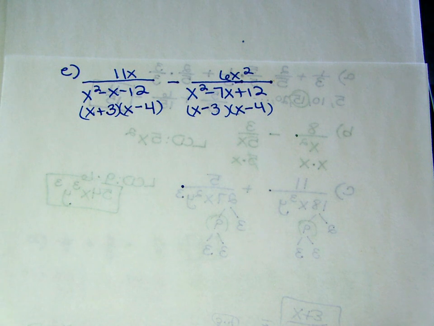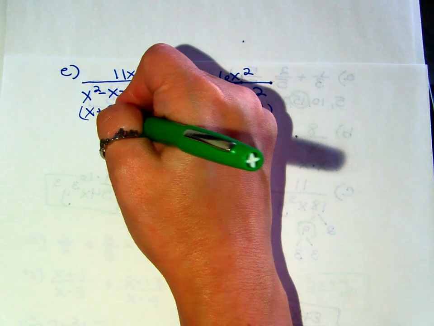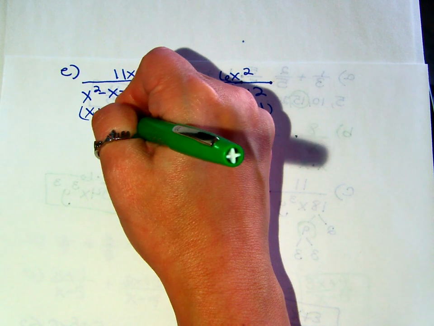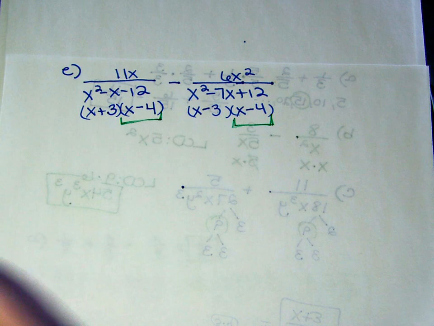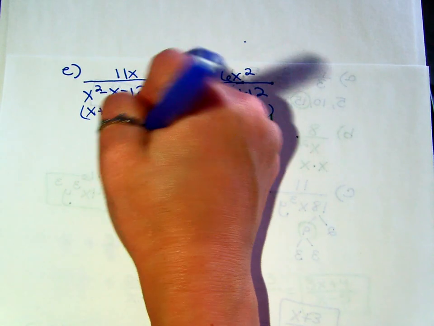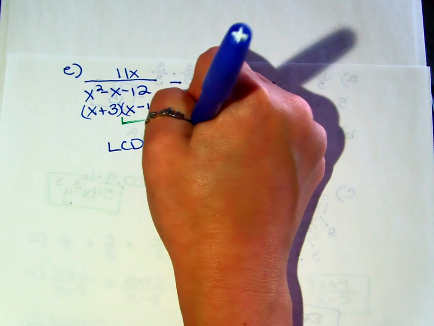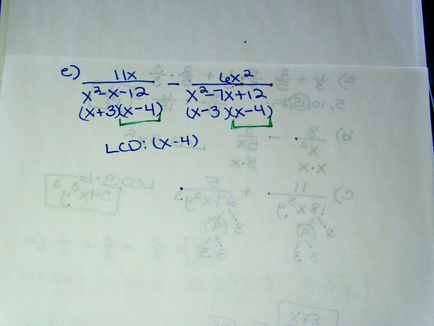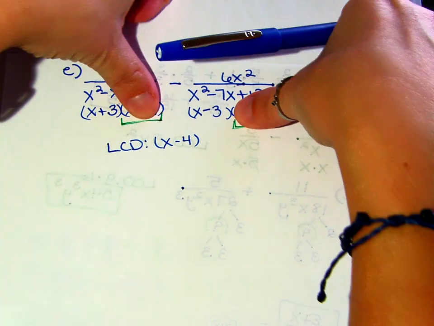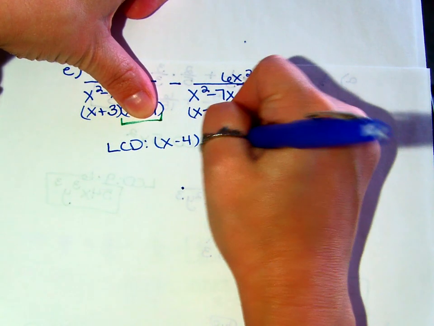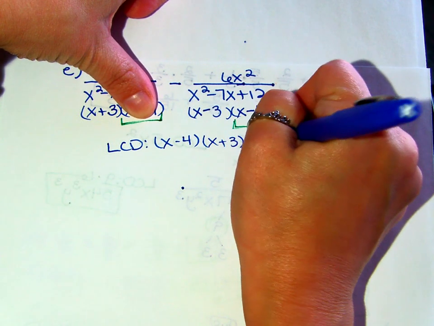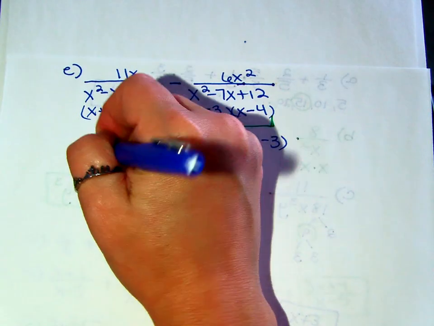Yeah, this x minus 4. They share this term and this term. So when I go to write my LCD, I know I have to have an x minus 4. After that, that's shared, so then I write down the two terms that weren't shared: the x plus 3 and the x minus 3. All of this would be the least common denominator.